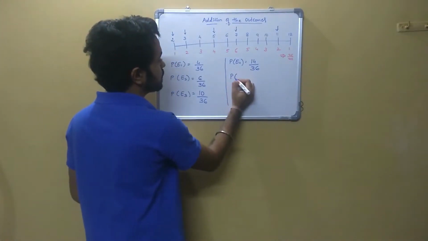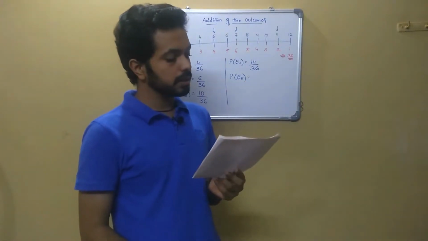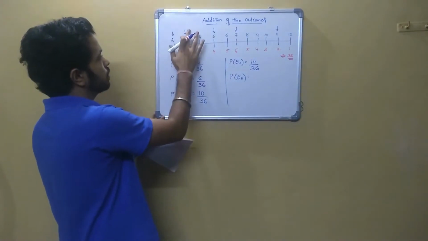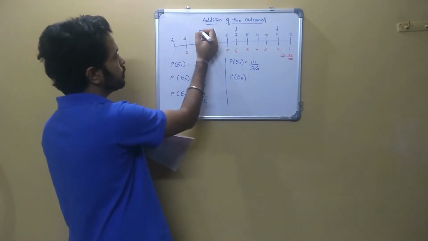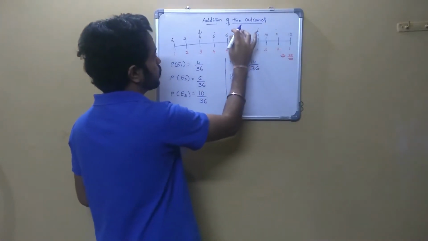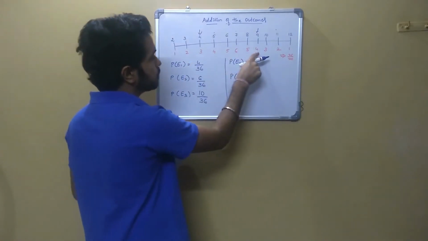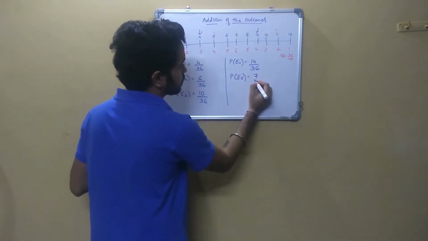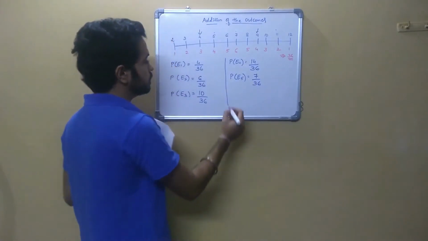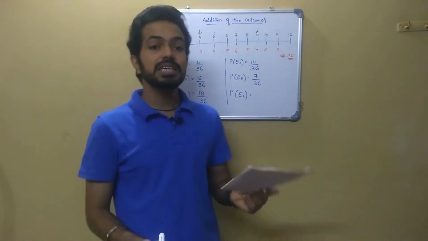P of E5, that is the fifth event. It says that the sum is a perfect square. Now, how many perfect squares do we have over here? 4 is a perfect square and 9 is a perfect square. So only 2 perfect squares we have. So the outcomes 3 plus 4, how much is that? Correct. 7 upon 36. And the last question, which says that the sum is an even number.